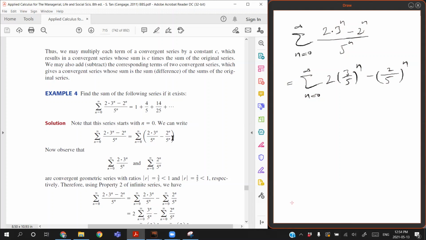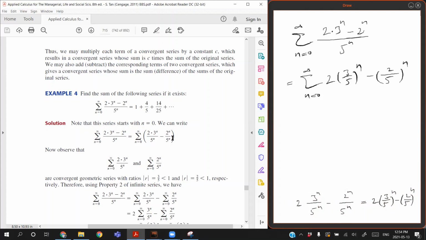Because notice that I can write the general term as 2 times 3 to the power of n over 5 to the power of n minus 2 to the power of n over 5 to the power of n. But this part here is equal to 3 over 5 to the power of n, and this is 2 over 5 to the power of n. So this becomes 2 times 3 over 5 to the power of n minus 2 over 5 to the power of n.